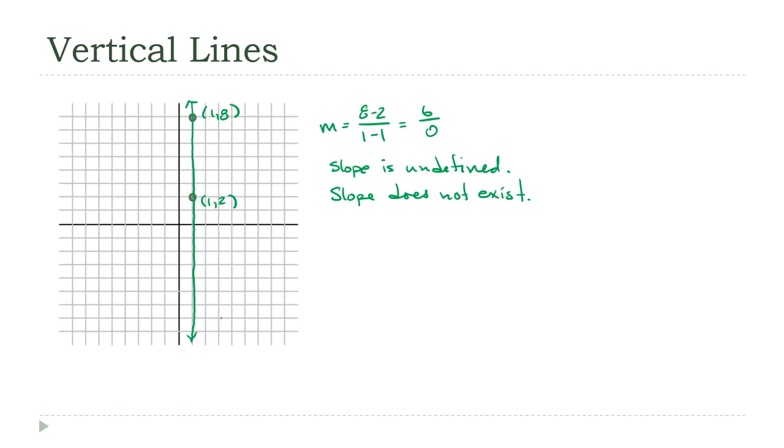Please do not, I see some students get a little weird and try to do this. Please don't try to say that this equals infinity. No, absolutely not. 6 divided by 0 is undefined. It doesn't exist. You can't do that. And that's really where the conversation about the slope of a line is going to end.